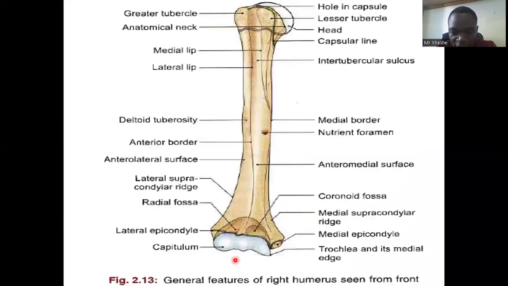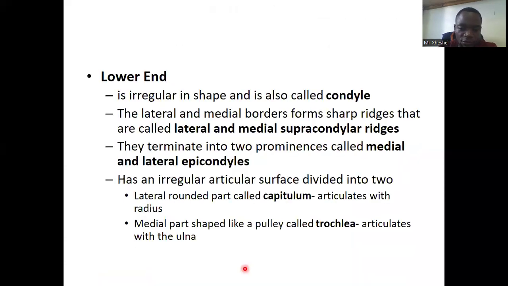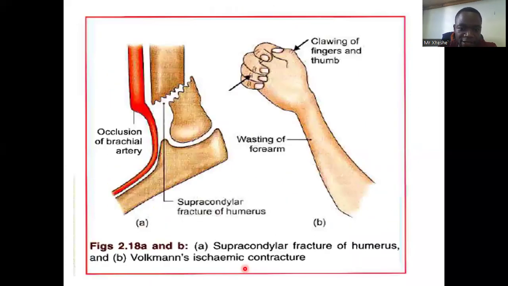You follow the trochlea at the back. You find the olecranon fossa. Olecranon fossa. And that's the trochlea that sits in the trochlear notch of the ulna, this one here, and forms a hinge joint. So this will lock there so that you don't overextend your arm.